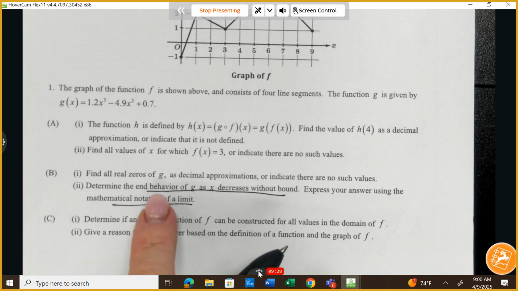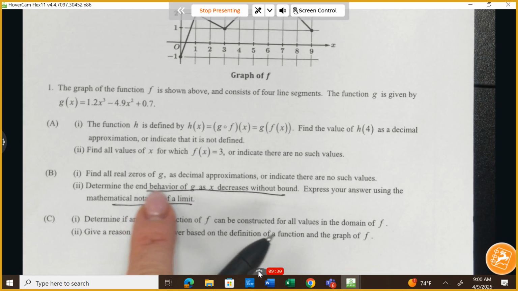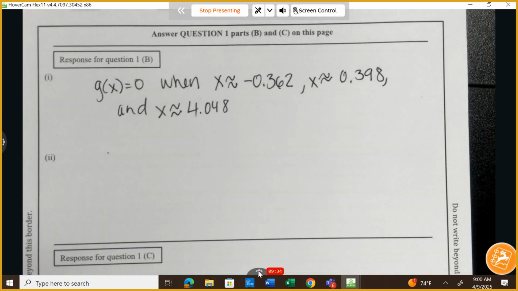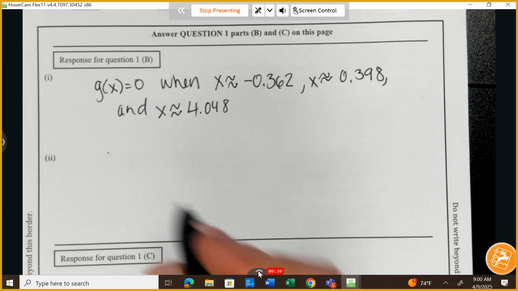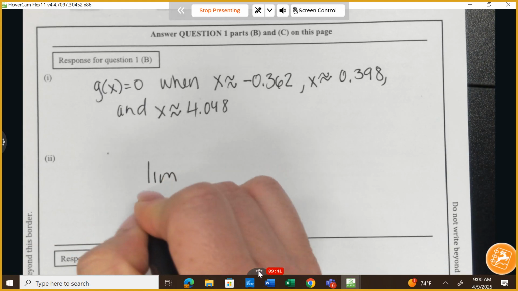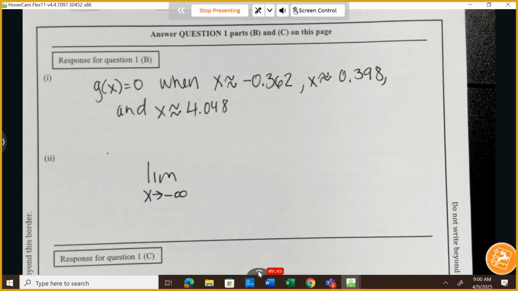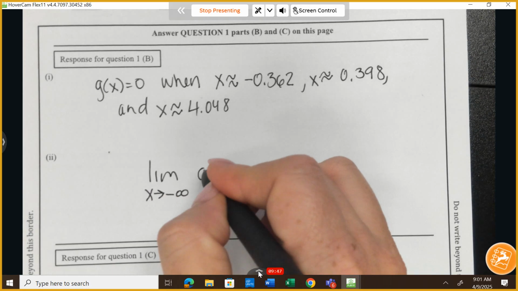So we want to know the behavior of the function g as x decreases without bound. What the heck does that mean? Okay, so it's very specific about how we write this. So here in part B, we're going to write this down. We want to know as x goes to the far left without bound, so it decreases without bound, this is the function g.